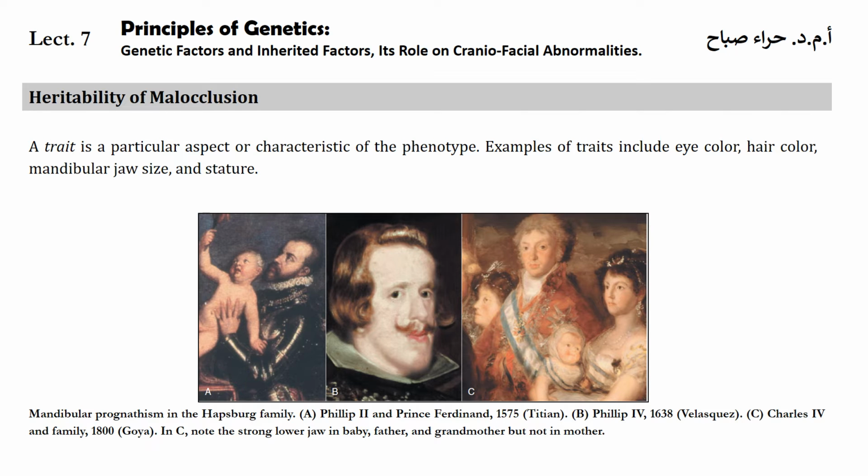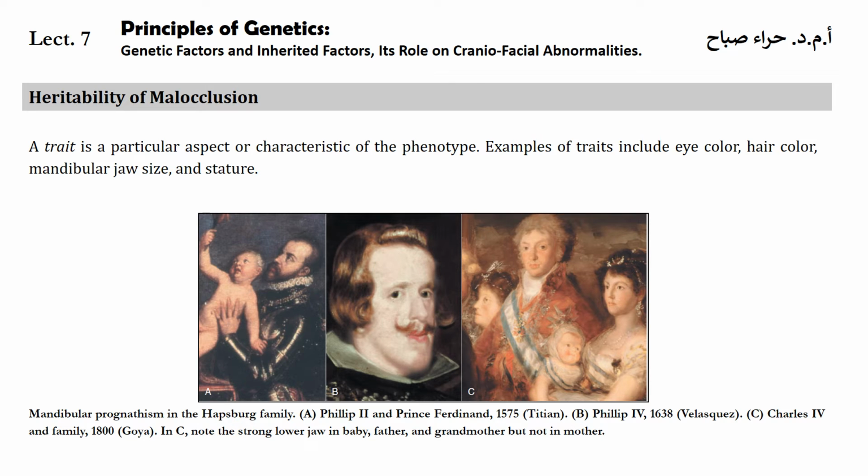Heritability of malocclusion. What are the methods of heritability of malocclusion? A trait is a particular aspect or characteristic of that phenotype. Examples of traits include eye color, hair color, mandibular jaw size, and stature.